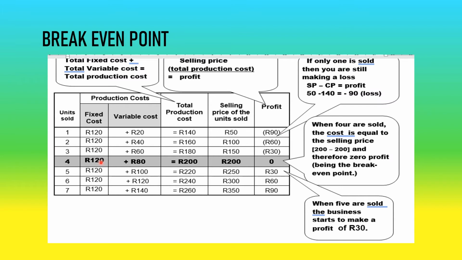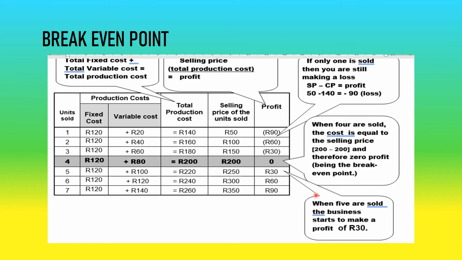And then when it came to our fourth unit, our production cost equaled our selling price, which gave us zero. And that's what our break-even is, right? When we neither make a profit nor a loss. So that's where our break-even point is met, when we make and sell 4 units. And then our last 3 units, which are 5, 6, and 7, we make a profit because our total production cost is less than our selling price, and thus we made a profit here.